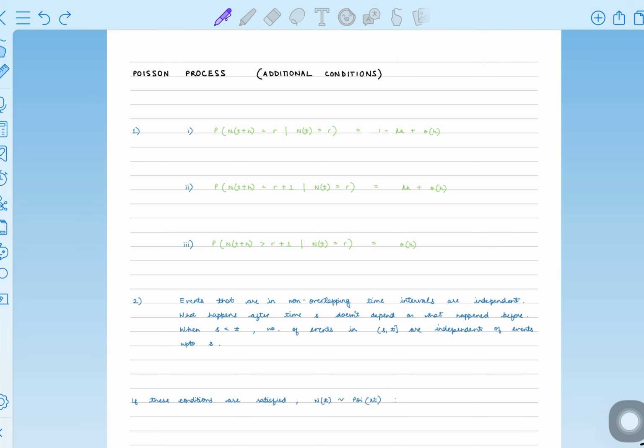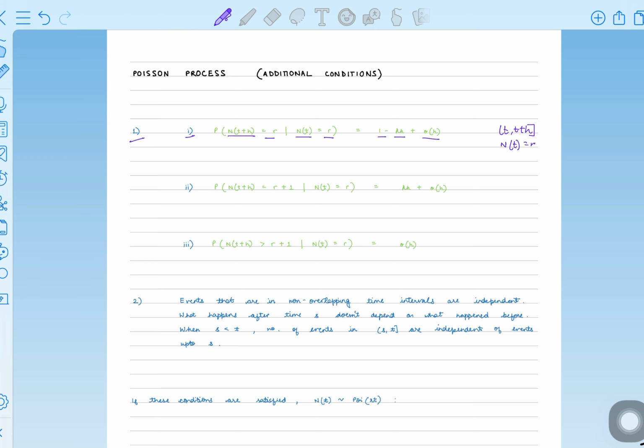First, we have the behavior of the Poisson process in a very small interval. We consider what happens in a very small time interval of t plus h, given that the number of events in t is equal to r. We start with the first subpart: the probability that N of t plus h equals r, given that N of t equals r, is 1 minus lambda h plus O of h.